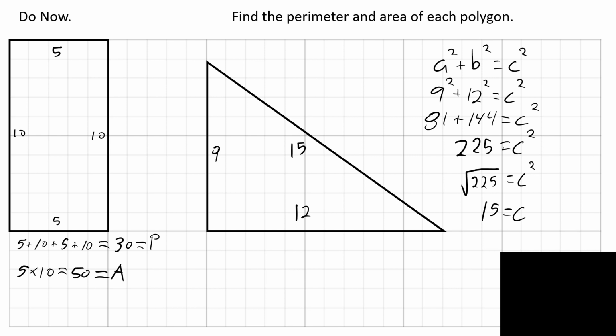Now that we have the lengths of all three sides, for the perimeter, we just add those lengths together. We get 36 for the perimeter.